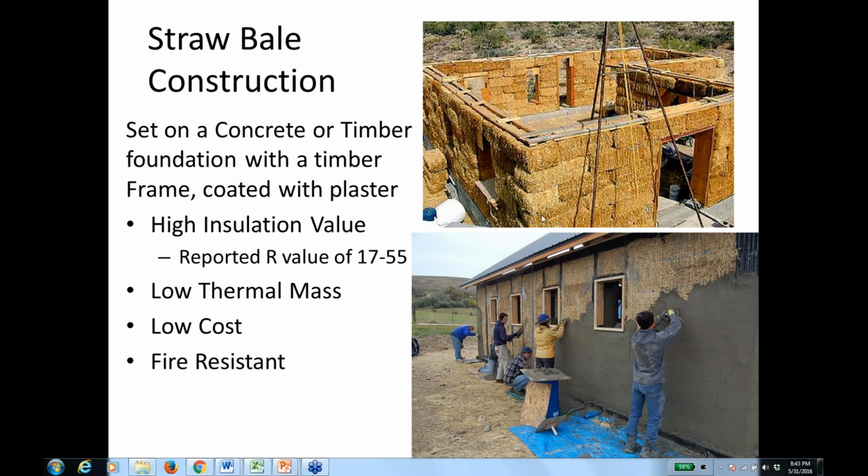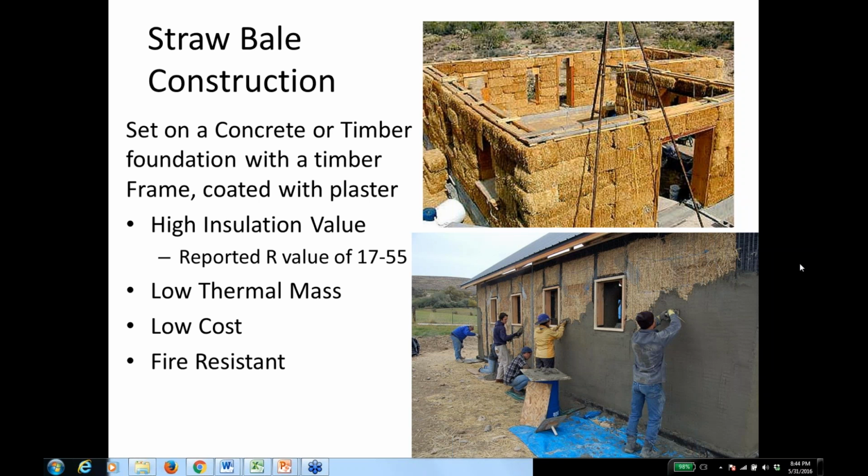So this might be surprising. Some people might think a house of straw seems likely to go up in flames at any moment. But the straw is packed so densely that there's actually no air spaces in there. And when it's densely packed like that, it's actually not flammable because there's no oxygen. So a fire can't burn in a situation with no oxygen.